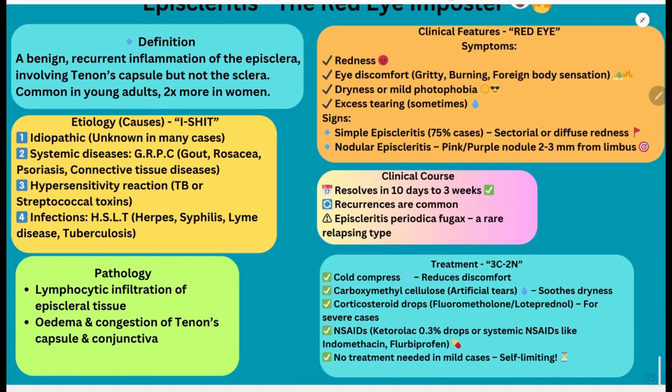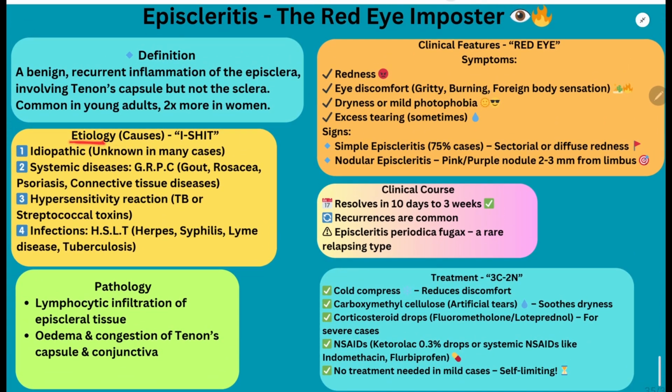Now let's discuss etiology. The etiology can be remembered with a mnemonic, ISHI. I for idiopathic, meaning unknown in many cases. S for systemic diseases like gout, rosacea, psoriasis and connective tissue disorders. H for hypersensitivity reactions like in TB and streptococcal toxins. And I for infections like herpes, syphilis, Lyme disease and tuberculosis. So these are the etiology of episcleritis.